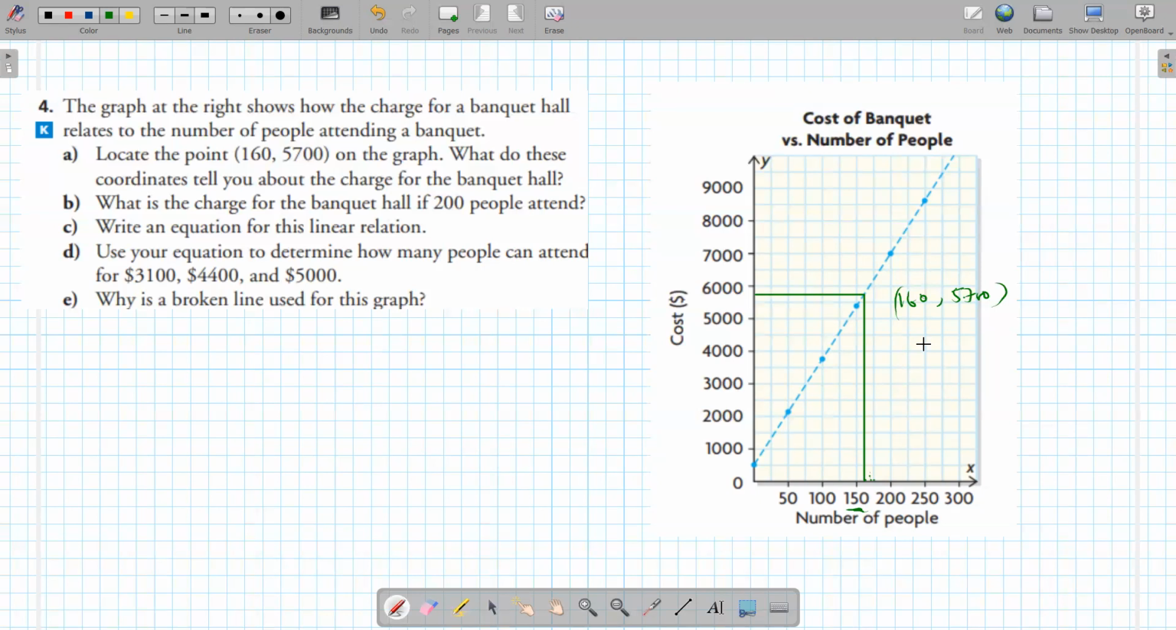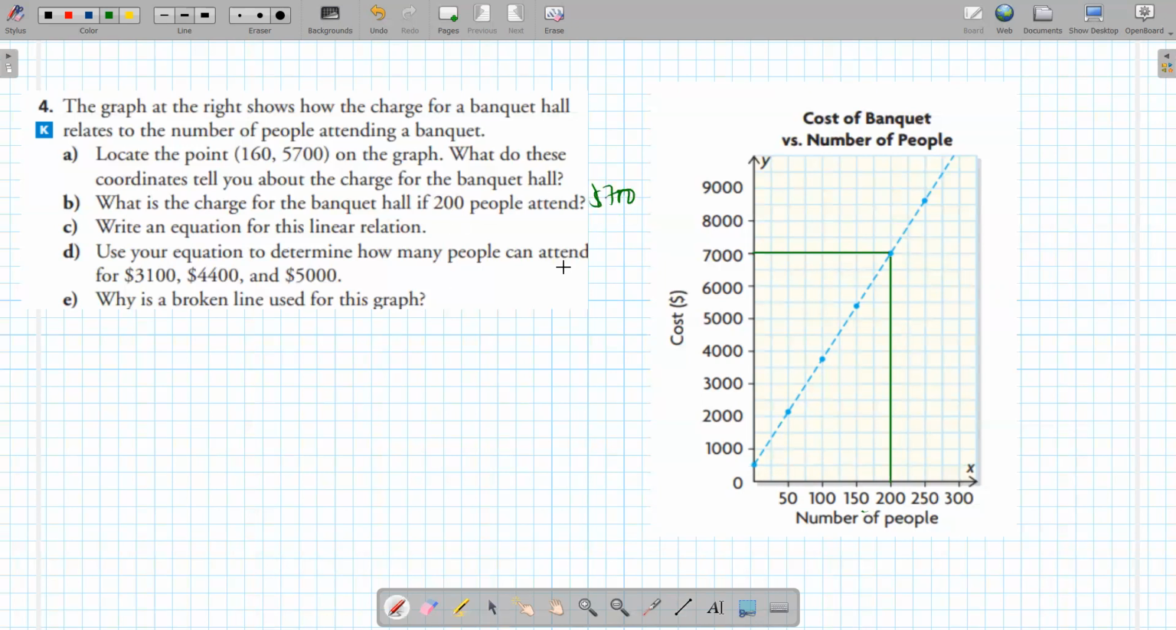The next question: what is the charge if 200 people show up? This is a very simple question. You just read off the graph. 200 is a nice point. So 200 people show up. Look at this. What's the charge? 7,000.